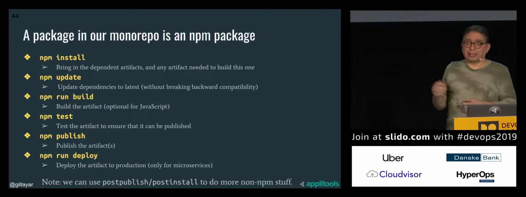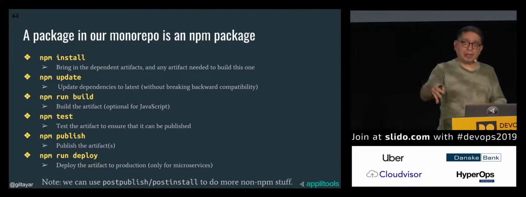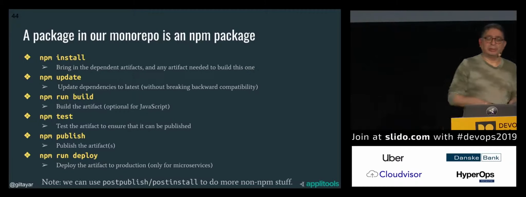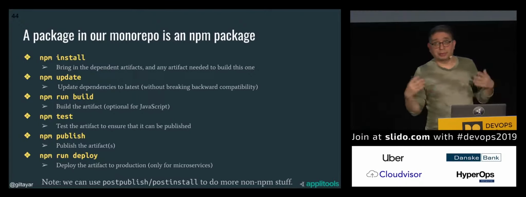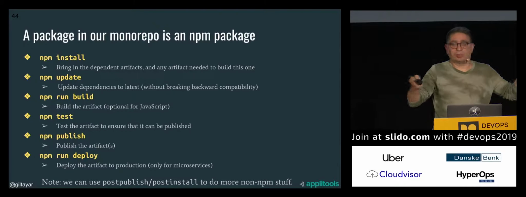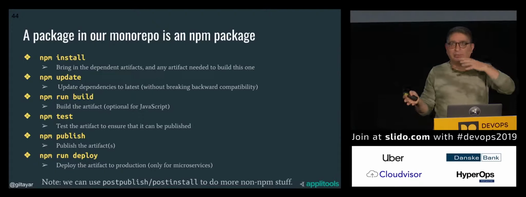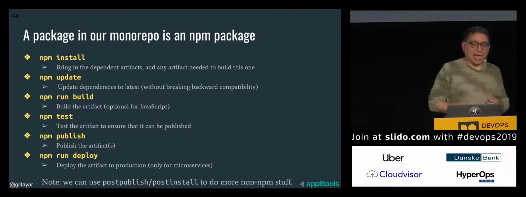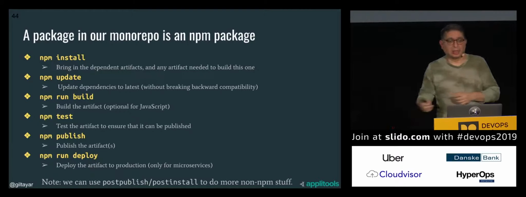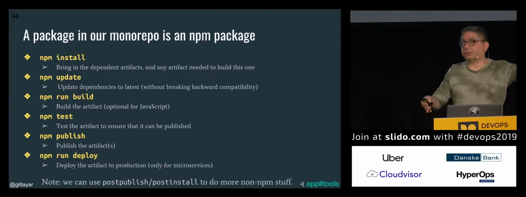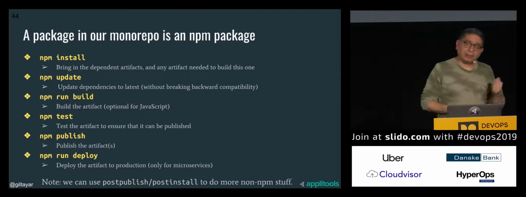And this is our build cycle. You can go into any of our packages, run npm install, npm update, npm run build, which builds whatever. If it's a JavaScript package, you don't even need to build it. But if it's a microservice, it builds the Docker image. npm test runs the tests, publish publishes whatever artifact it is to whatever registry you want, and in the end, we'll talk about that later, deploy.